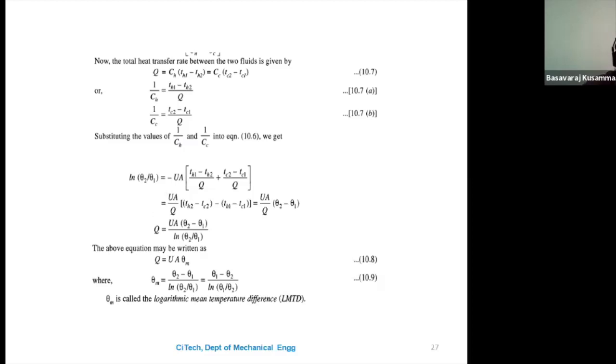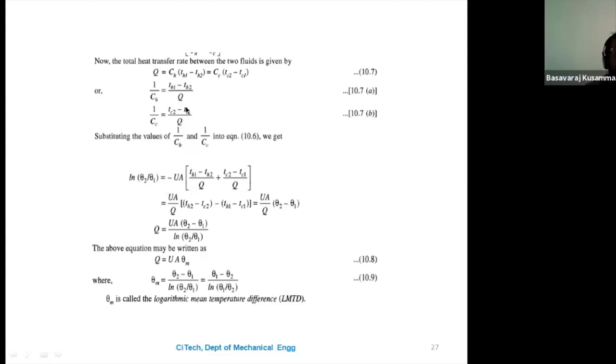Okay, is there any doubt here, any flaw here? No, sir, no doubt, sir. Yeah, that means here clearly, from one step to each step, they have written clearly, and you can understand the meaning of the parallel flow heat exchanger.